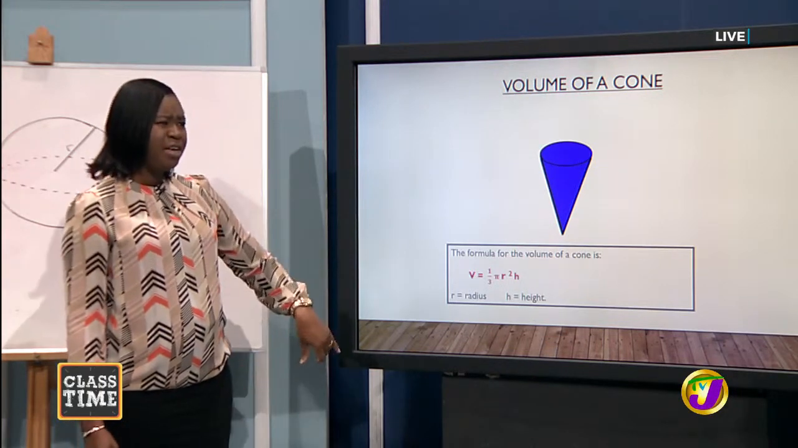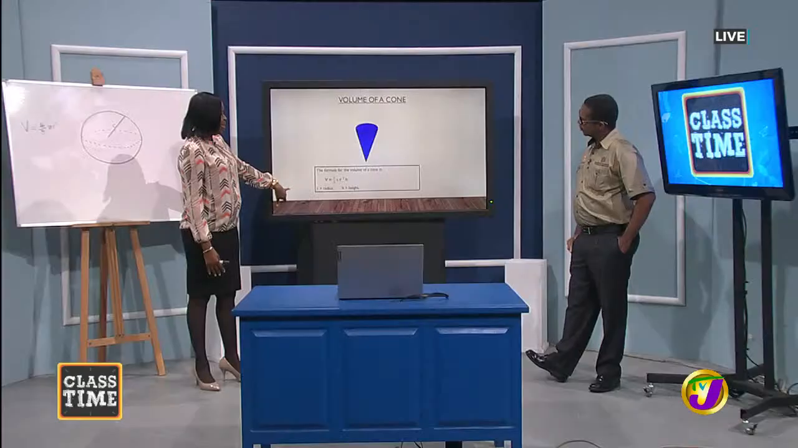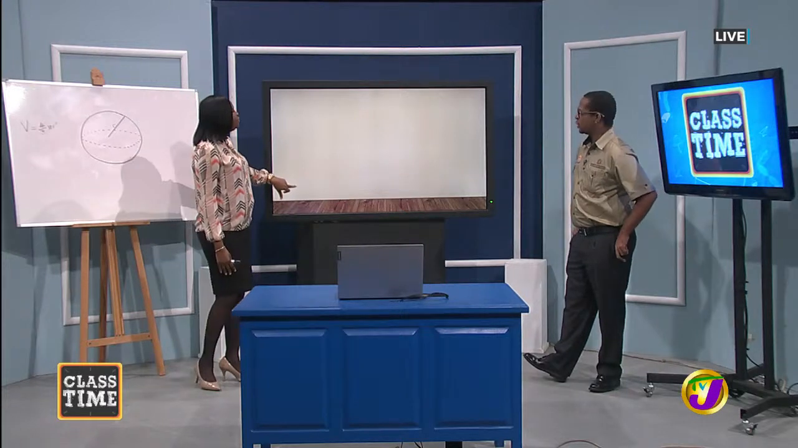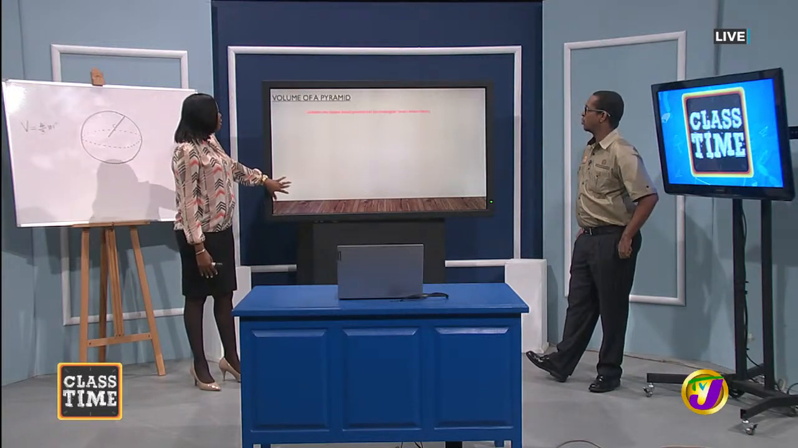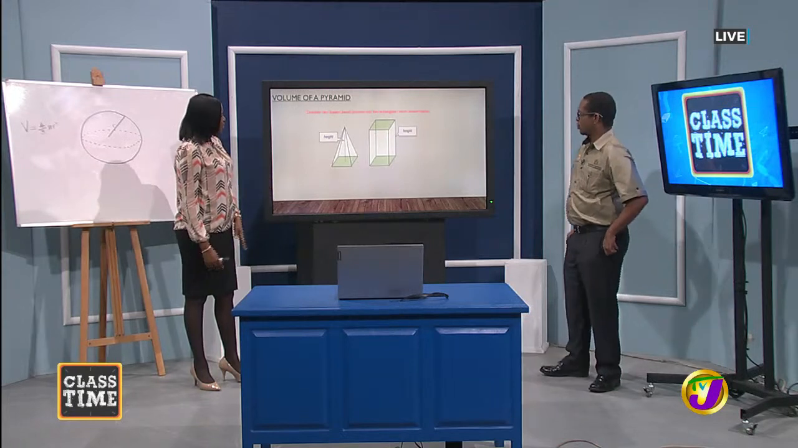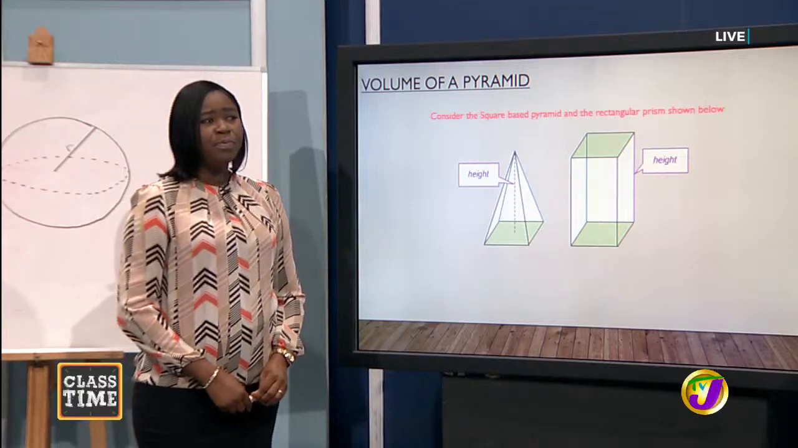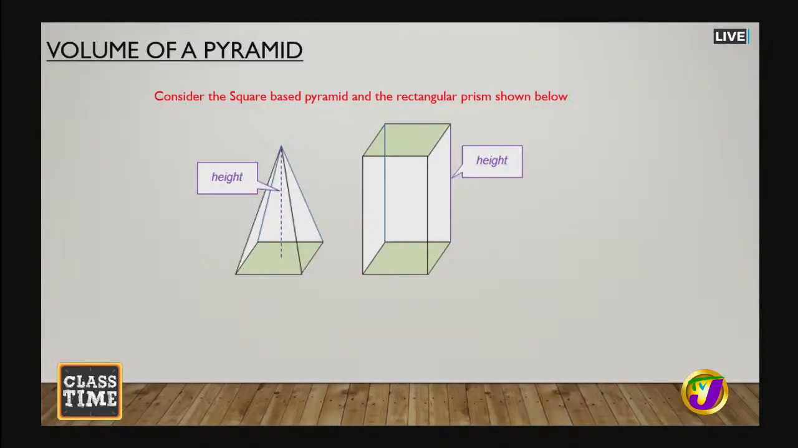Do you think this only applies to cones? I think probably other shapes with an apex, but let us see. All right, so let's consider the pyramid and the rectangular prism. I am seeing something similar in this situation. They have the same height, and the cross-section seems to be the same on the base.